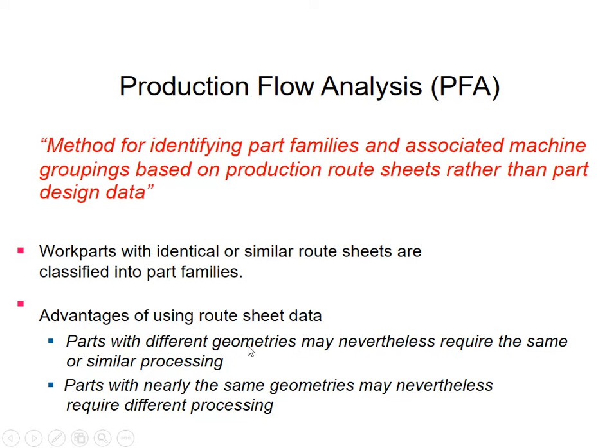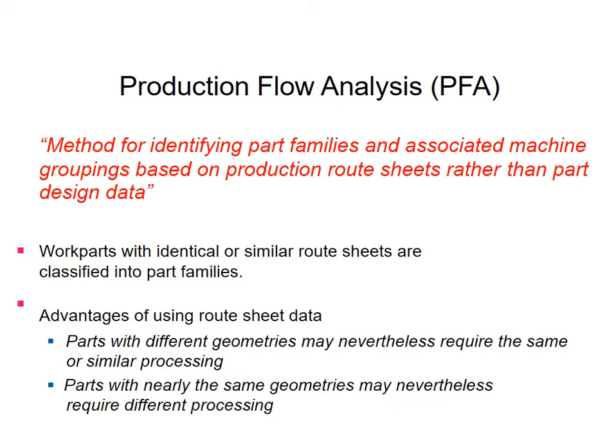So the advantage of these route sheets is that parts with different geometry may require similar or the same processing, which tells us that even though the geometries of the particular parts are different, some part families may require the same machining process, even if the design data is different. Suppose, let us say, you are manufacturing a gear, so a simple spur gear, a helical gear, or else a bevel gear, all require some milling operations with the same particular machine. So there the design data is different but the operation of the particular manufacturing process on the machine is the same. So that will be used in this route sheet data, combining all such machining processes.